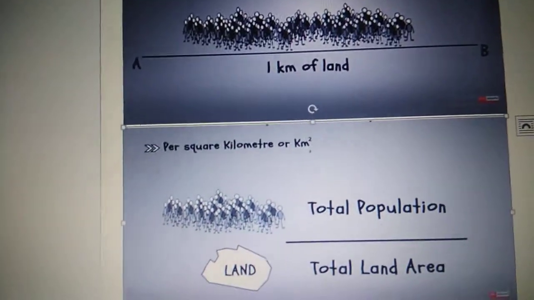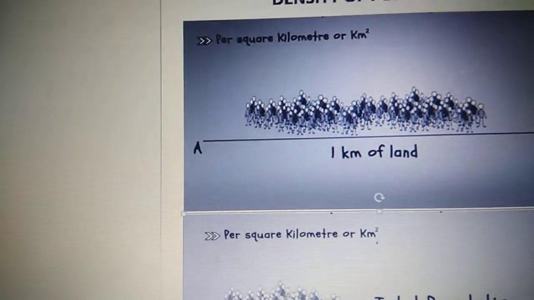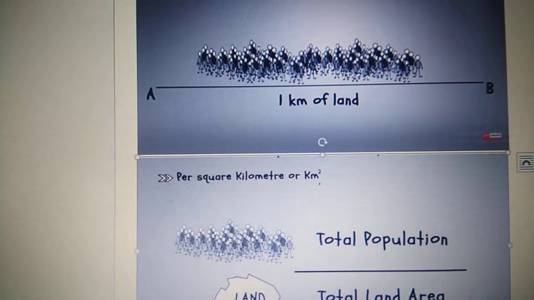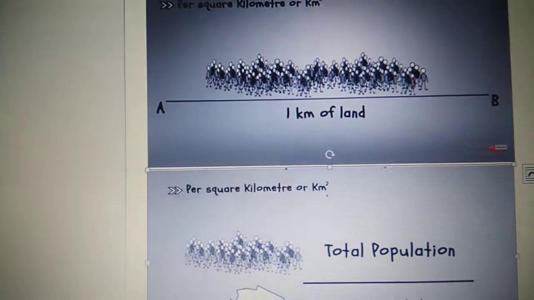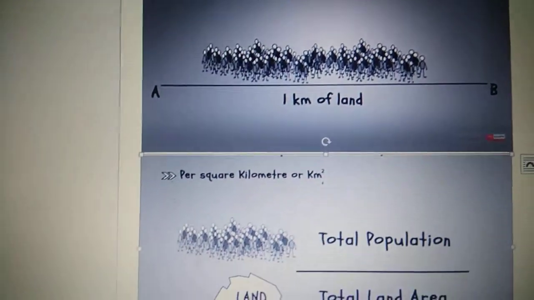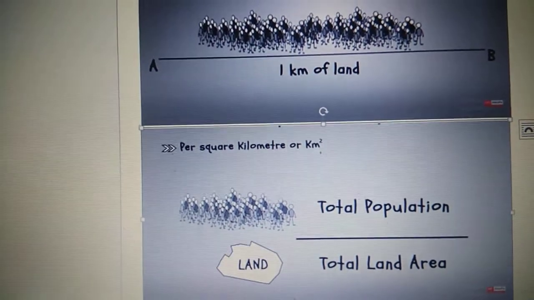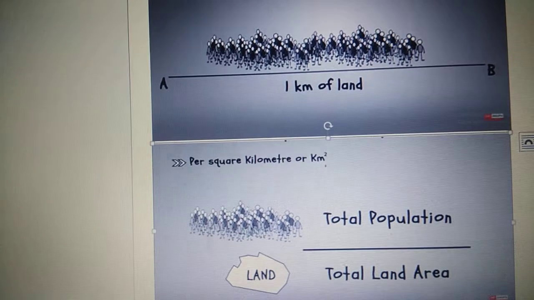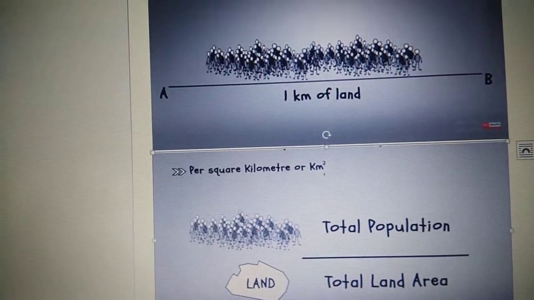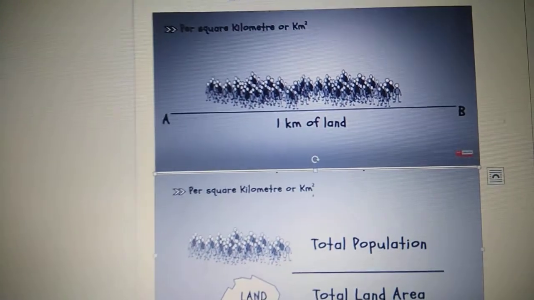Now you see the density, most of the dense places are in Southeast Asia, and it is said that there are 51 persons per square kilometer living in USA, but in India we have 382 persons living per square kilometer. So you see how India is densely populated.